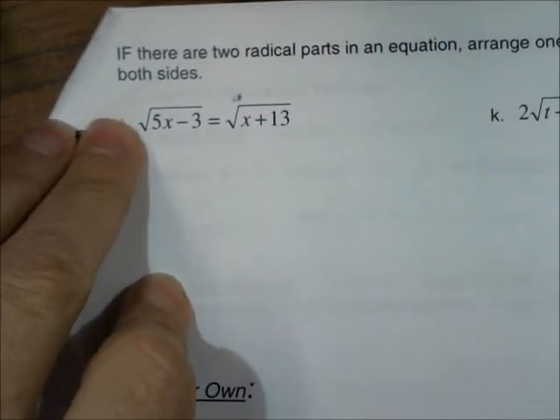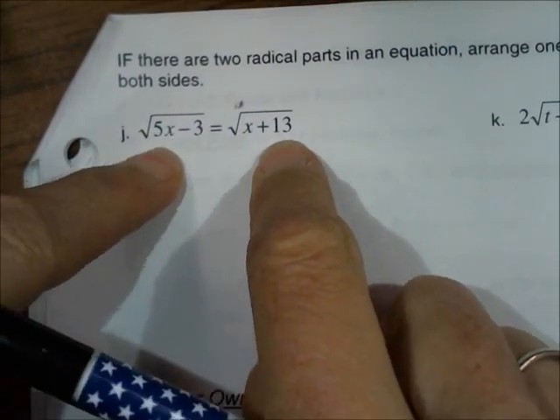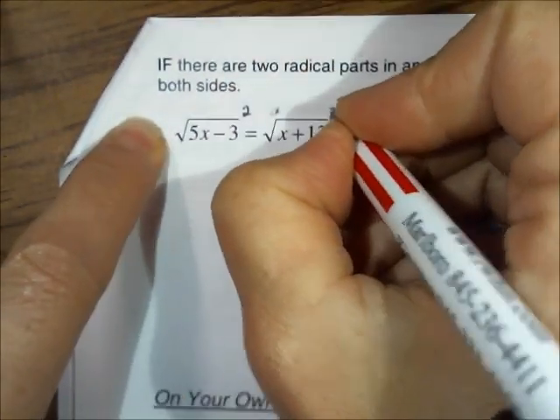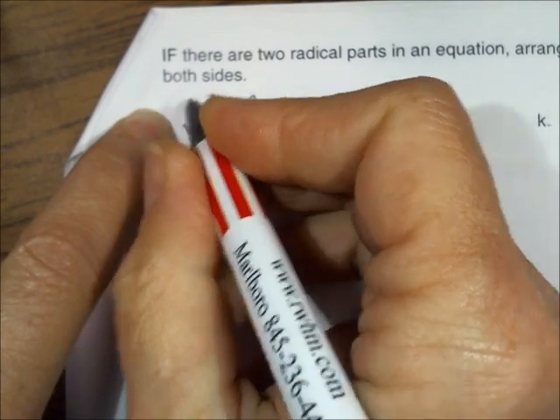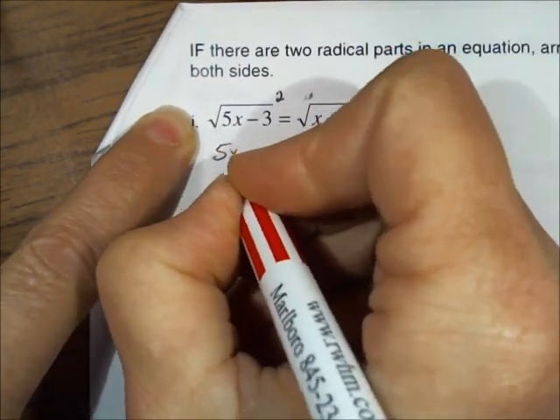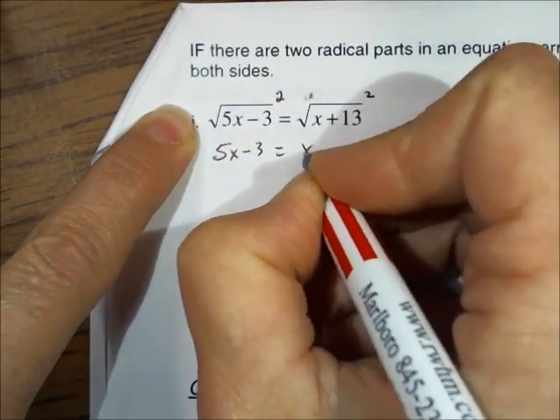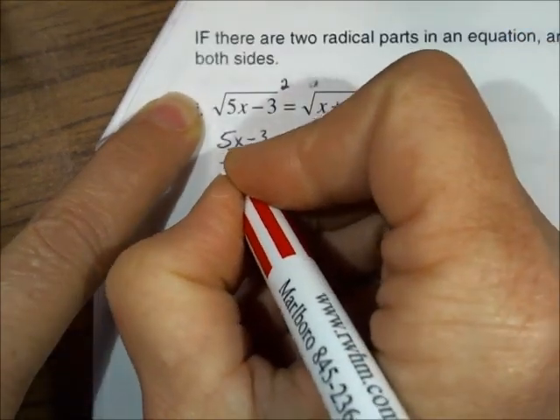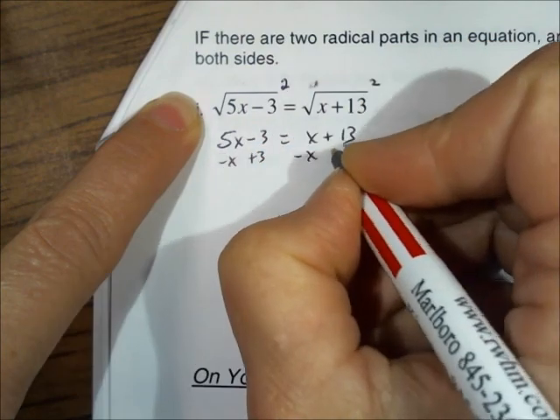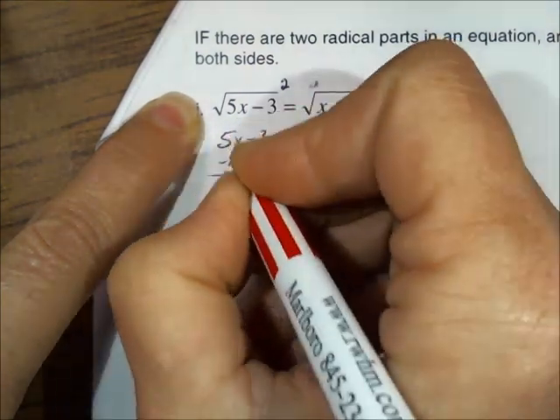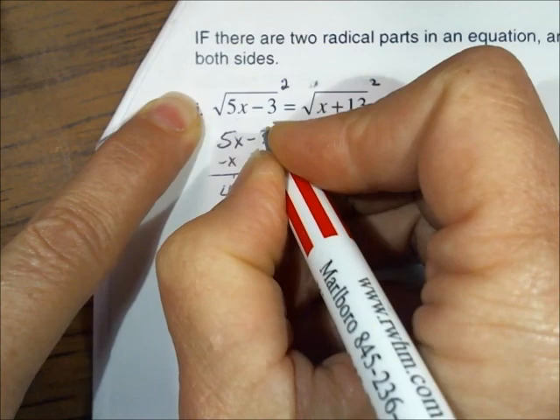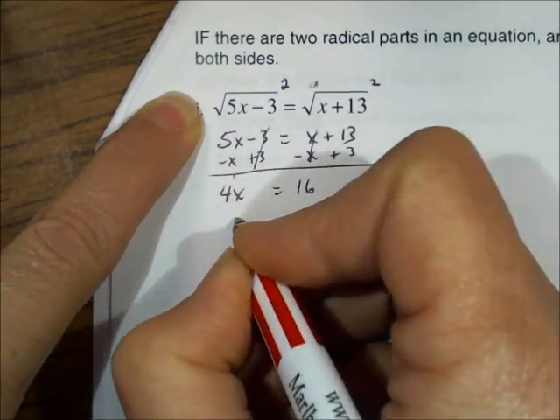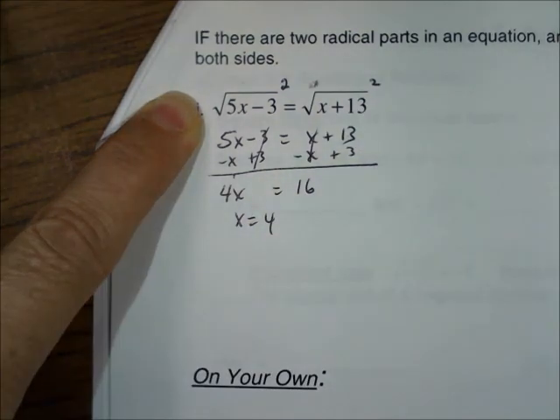Over here on the next page, if you have a radical on both sides, that's okay. That's actually an easier situation because when you square both sides, the radicals just go away and you're just left with 5x minus 3 equals x plus 13. This is not quadratic, so you're going to subtract x from each side and add 3 to both sides, and you get 5x minus x is 4x. The 3's go away, and 13 plus 3 is 16, so x is equal to 4.